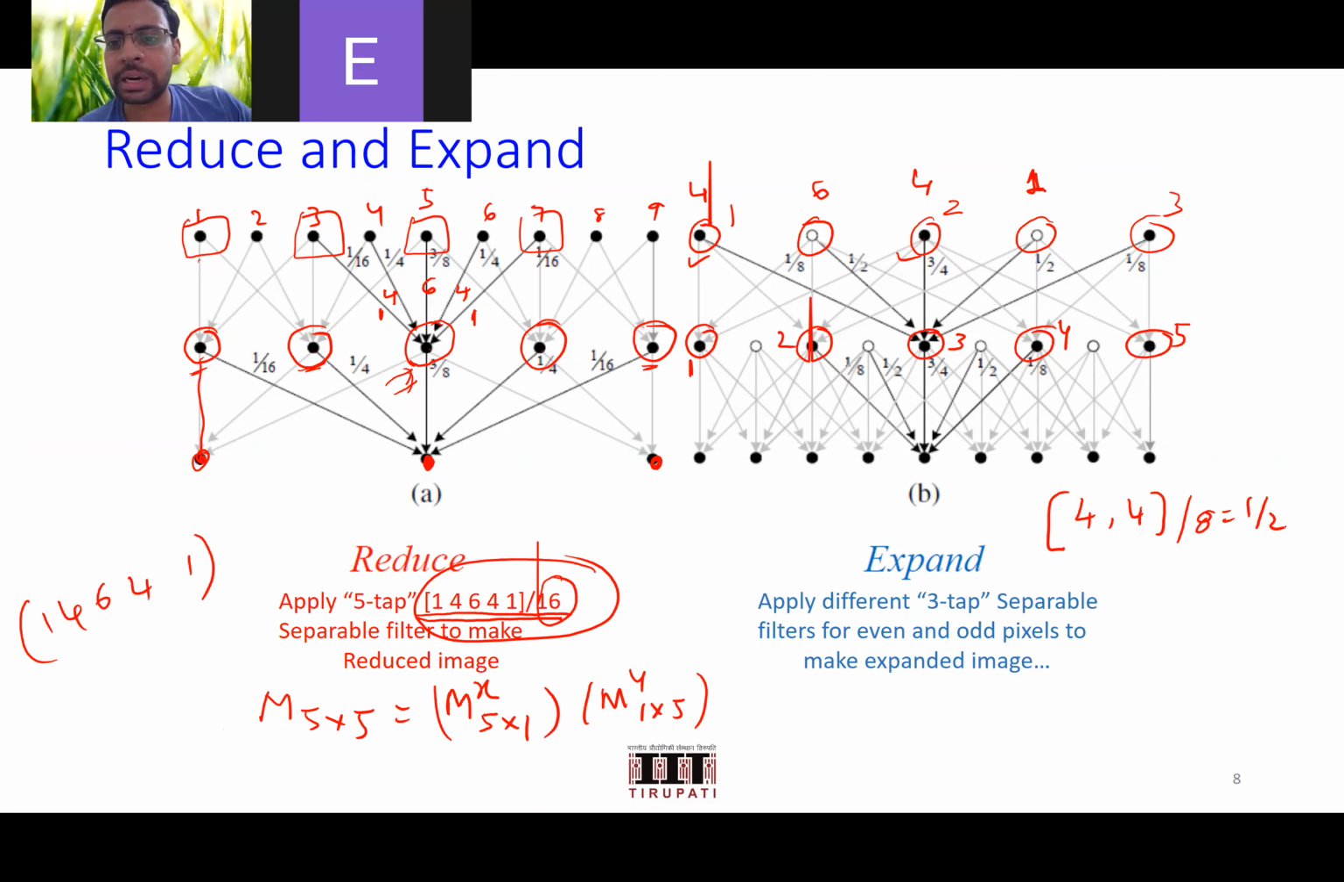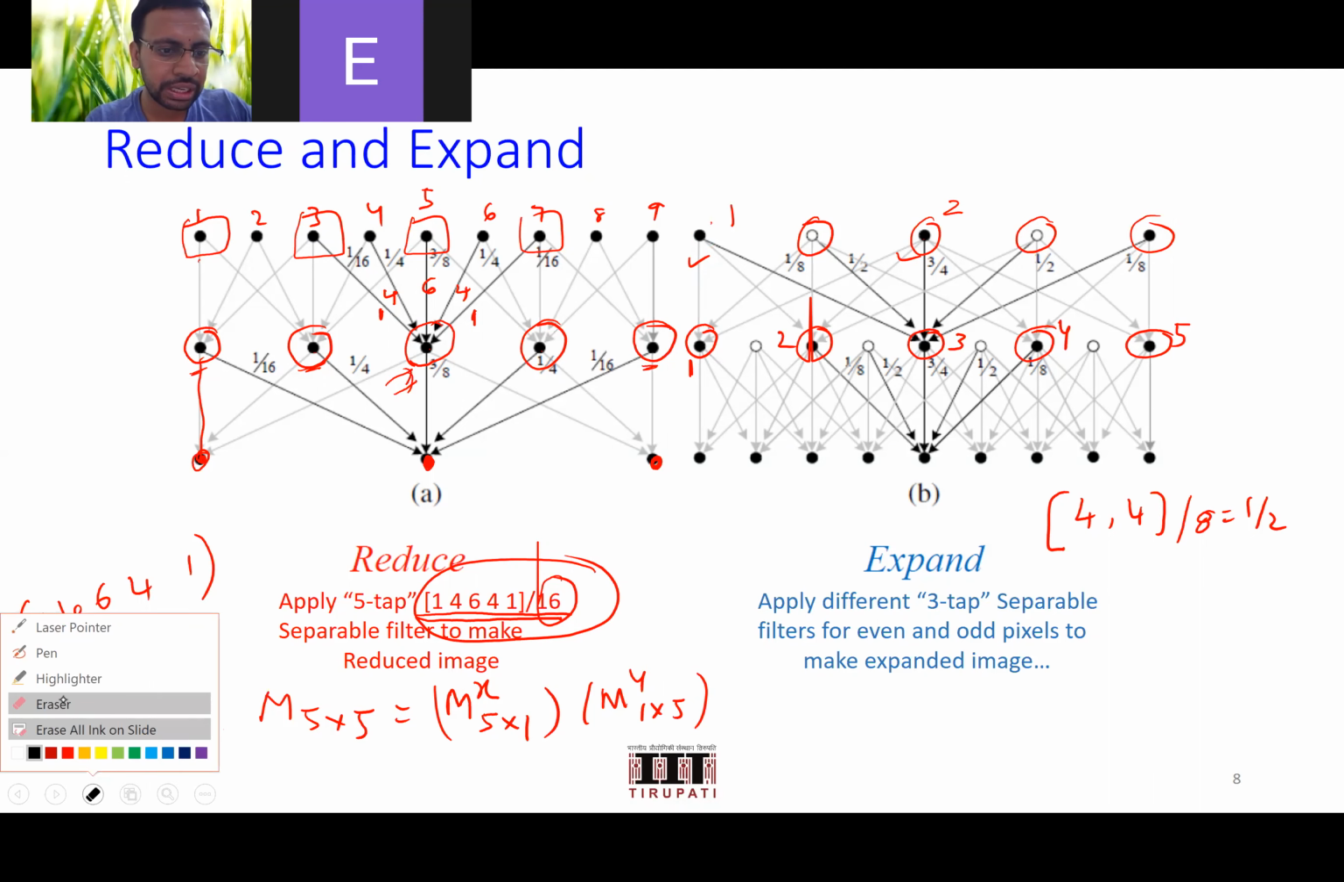Now you look at the odd pixel. You apply the same logic. This one which is there here should get, okay, this at least I could erase here. Let me erase these values. Okay, let me now draw it again here.